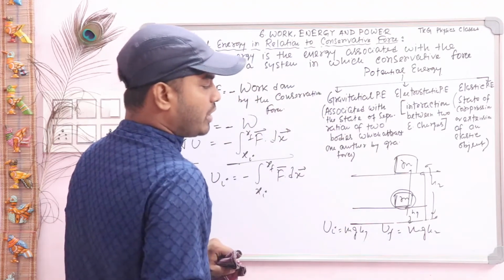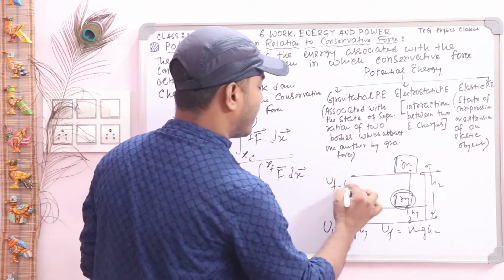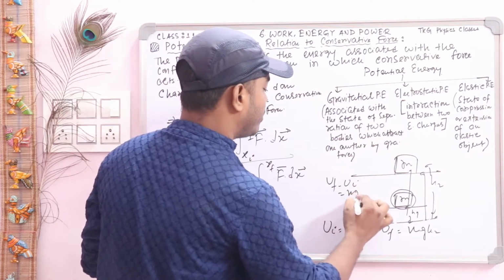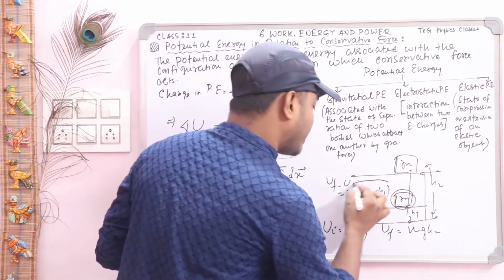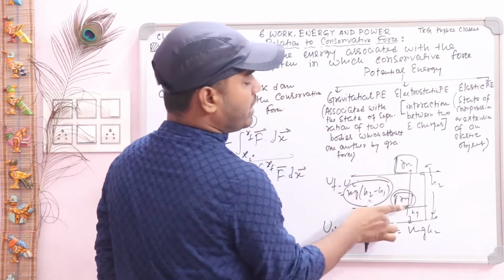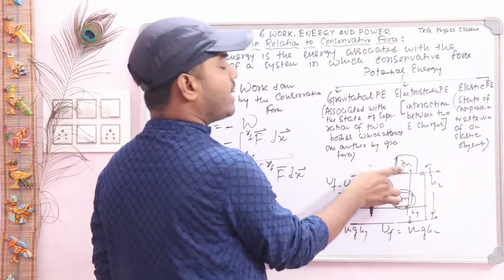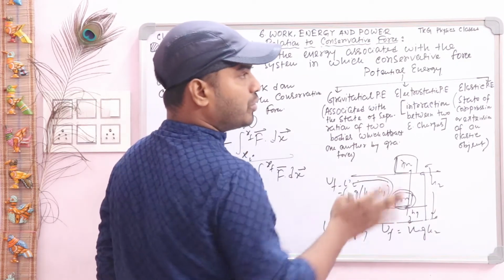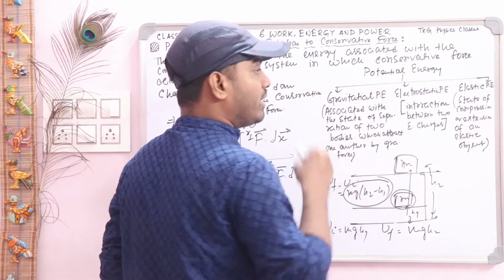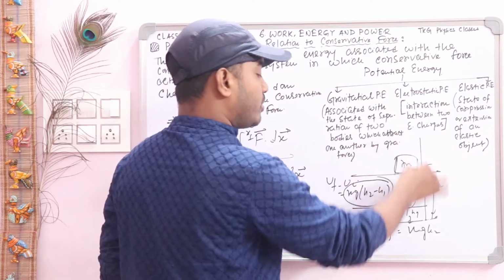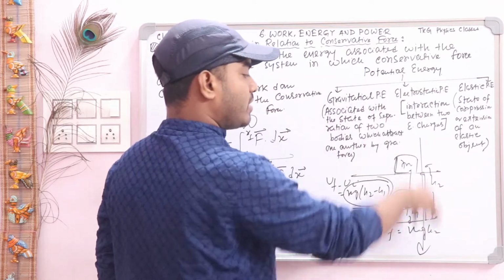Now what is the change in potential energy? Uf minus Ui, that is mg common, h2 minus h1. So this is the change in potential energy when a body rises from height h1 to height h2 with respect to ground. Now you see here, if we calculate work done, the gravitational force is directed downward.